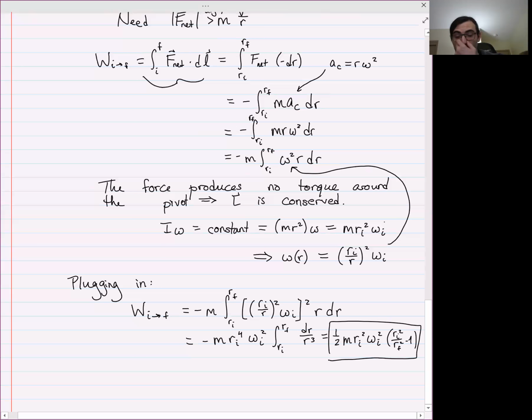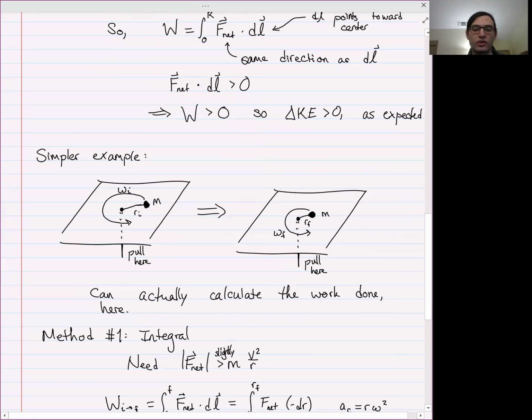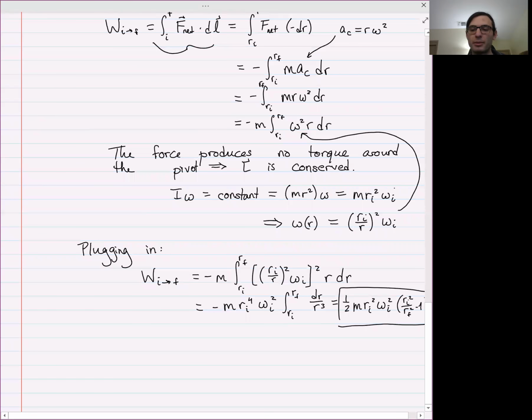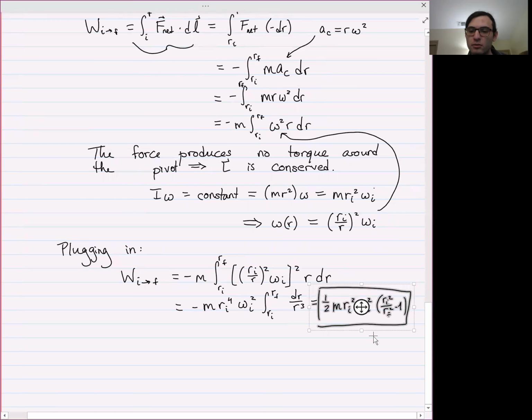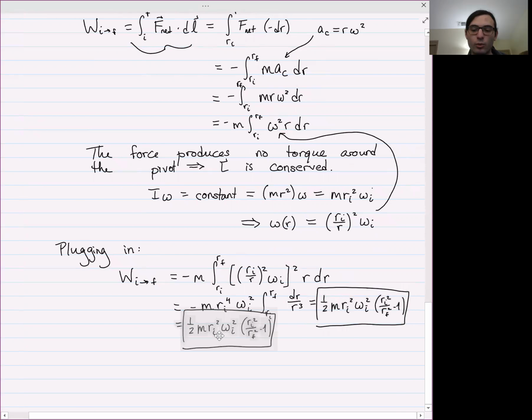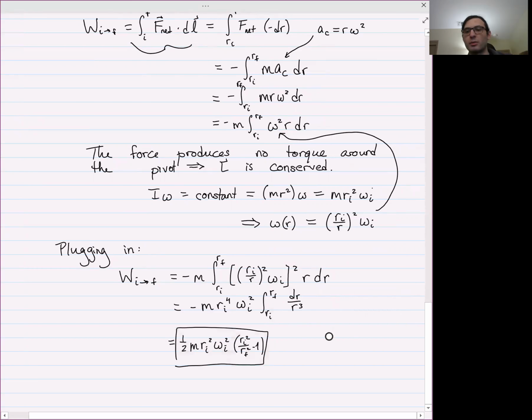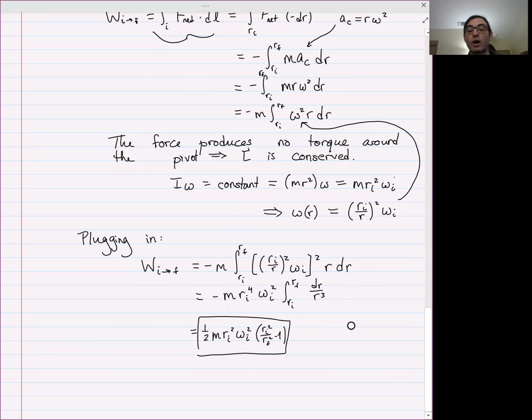Now, let's just double check and make sure that it makes sense. We know that the work done should be positive. So all of these first coefficients are positive. Just need to check that the parenthesis is positive. Now, r_i is the initial distance, r_f is the final distance. So r_i divided by r_f is a number that's greater than 1, and it has to be because r_i is further out than r_f. So r_i squared divided by r_f squared is also greater than 1. So when we subtract off 1, we get a positive number. So this whole thing is positive, as expected.